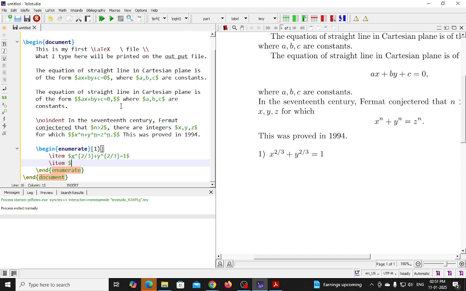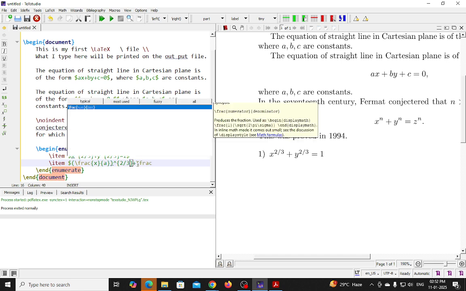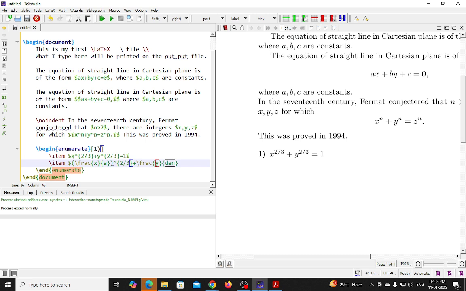Suppose bracket, I am having a fraction, so backslash frac. To generate the fraction we have to use frac. In the first curly bracket you have to put the numerator x, and in the second curly bracket you have to put the denominator, x upon a, and that is in the bracket. x upon a whole thing is in the bracket, that's why I will put a bracket raised to, once again the power 2 by 3, we need the whole as a power, that's why I will put it in curly brackets. Second one, frac y upon a, again I missed the bracket, y upon a whole bracket raised to 2 by 3 is equal to 1, and complete the math mode.